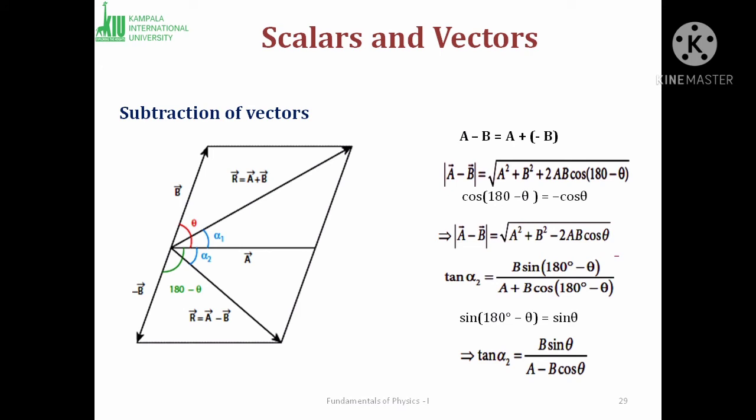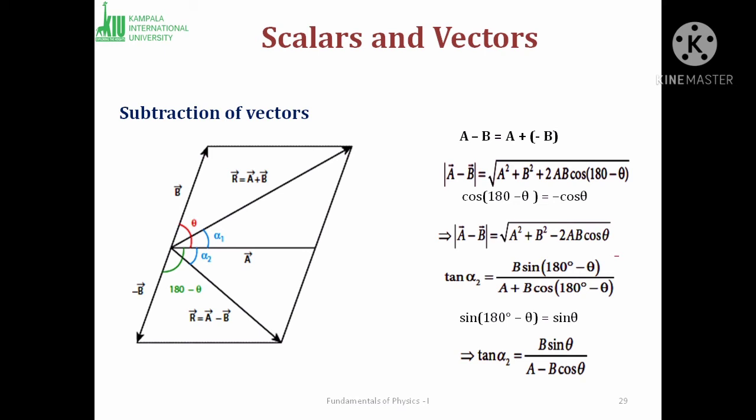Okay. Next one is subtraction of vectors. Vectors cannot be subtracted by the ordinary method. It can be done either geometrically or analytically. Here we use the parallelogram law of subtraction, subtracting one vector from the other. Here A and B are two vectors inclined to each other at the angle theta.